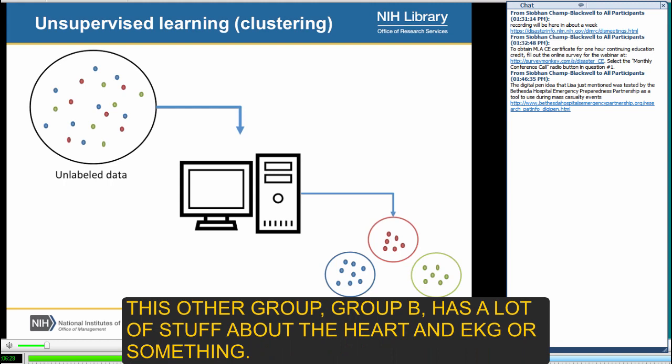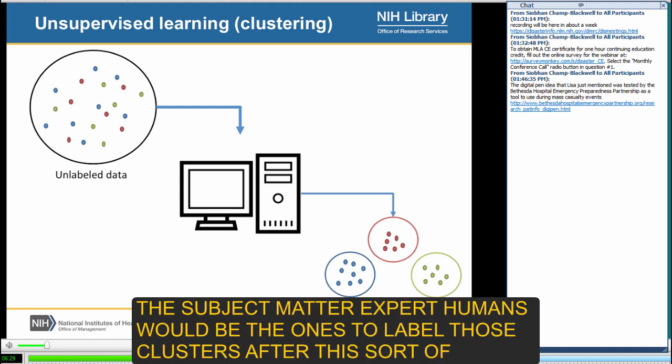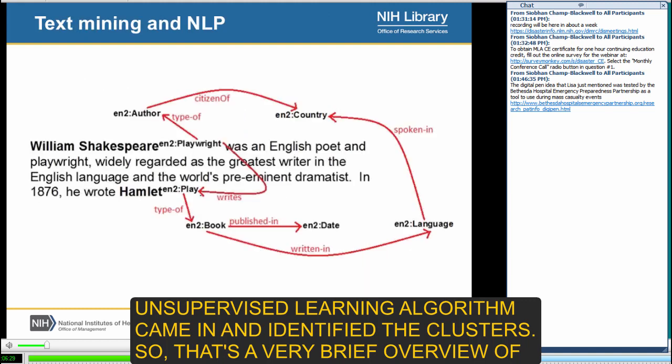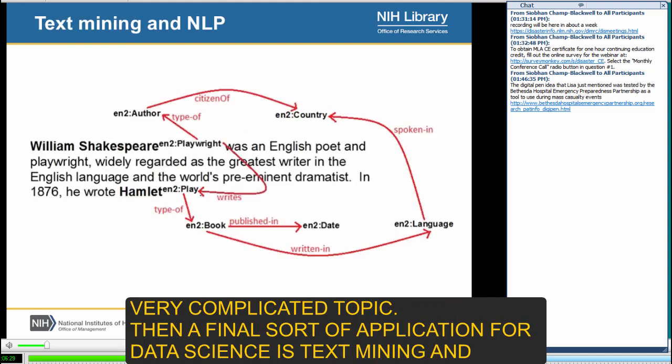And this other group, Group B, has a lot of stuff about the heart and EKGs or something. So we, the subject matter expert humans, would be the ones to label those clusters after this sort of an unsupervised learning algorithm came in and identified the clusters. So that's a very, very brief overview of a very complicated topic.